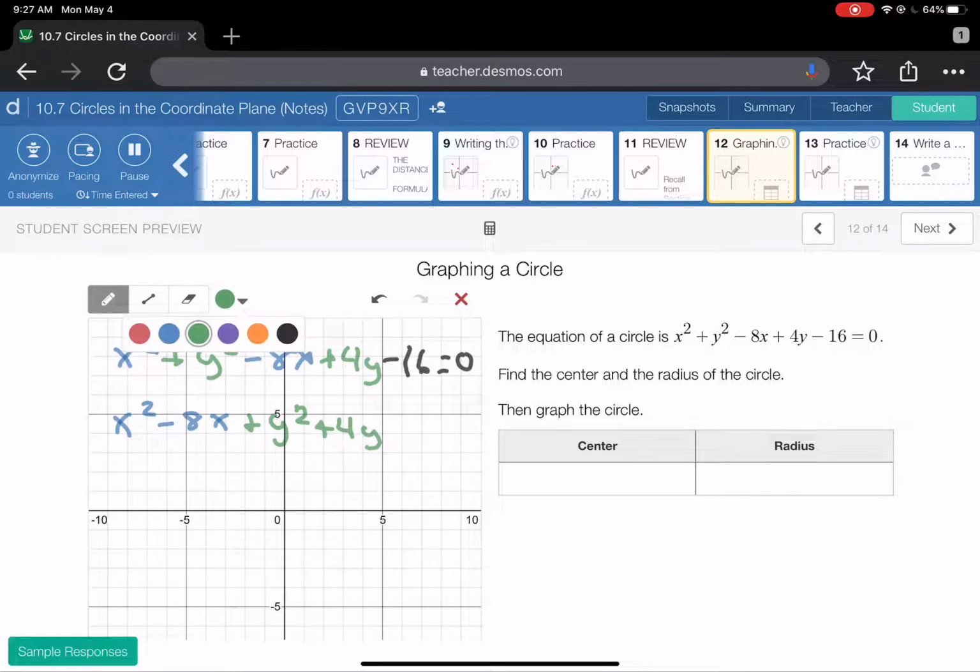And then I want to also move the 16 over with the 0, but because they're on both sides of the equation, I have to do the opposite. So I'm going to add 16 to both sides right here. That's going to eliminate the 16 from this side and move it to the side on the right as a positive 16.